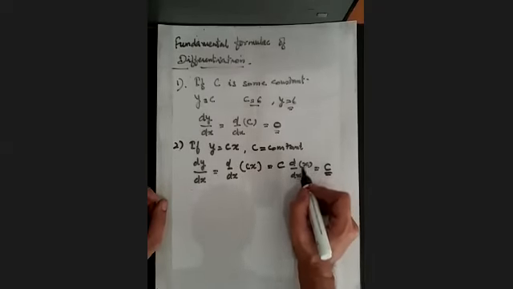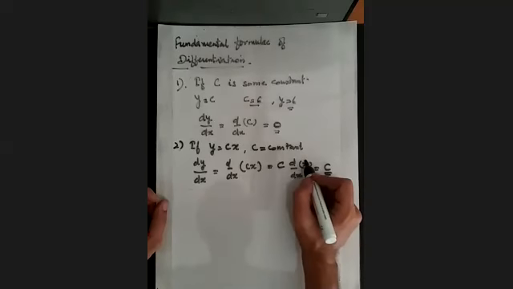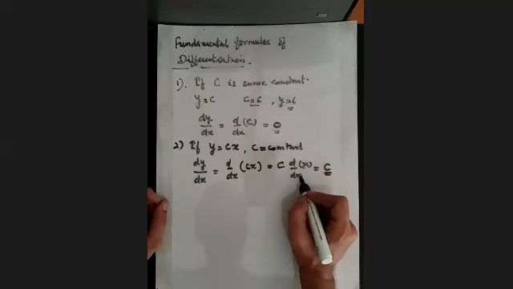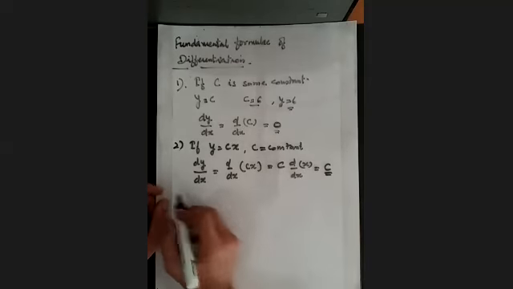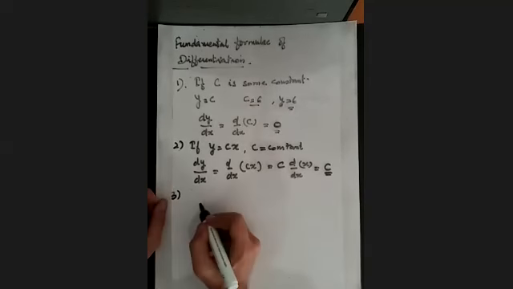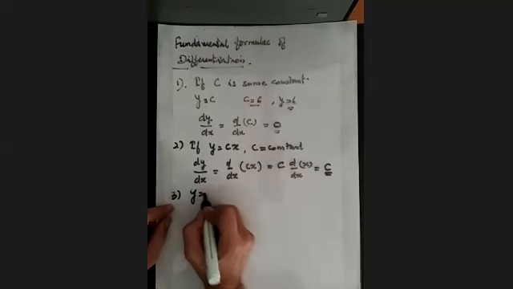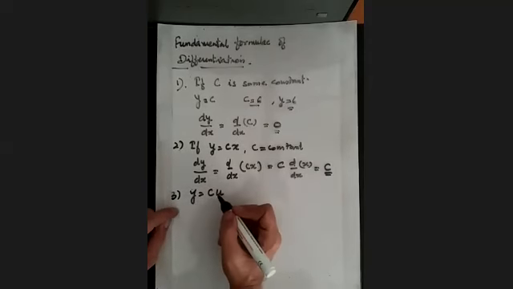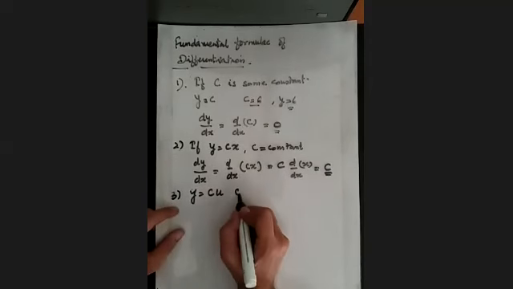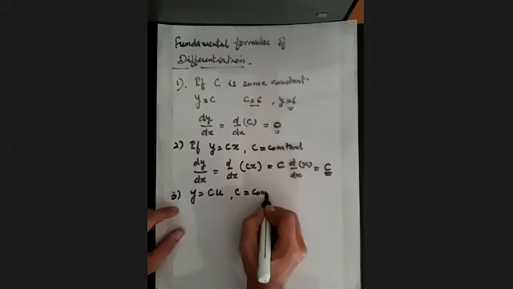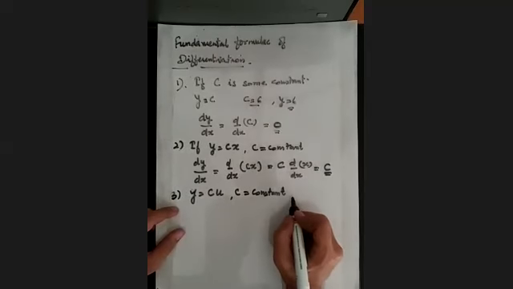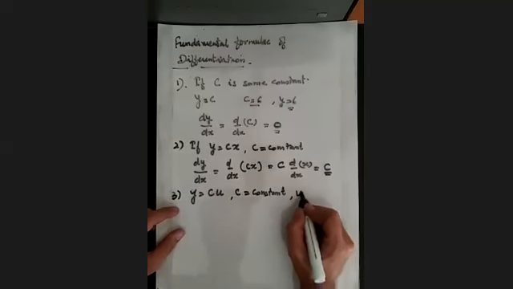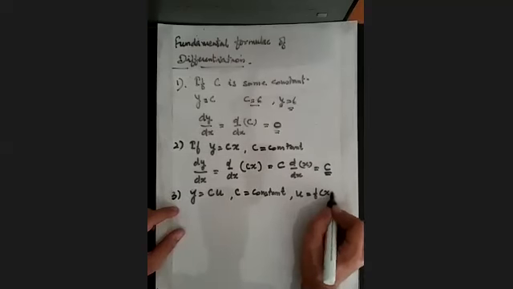Differentiation of u with respect to u is 1. Differentiation of y with respect to y is 1. So differentiation of v with respect to v is also 1. So this differentiation is always equal to 1. And the third, when y is equal to cu. Now c is again a constant and u is a function of x.